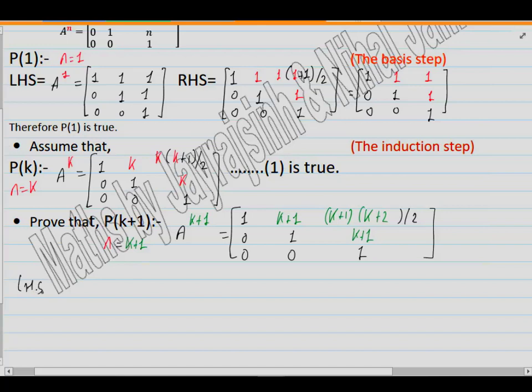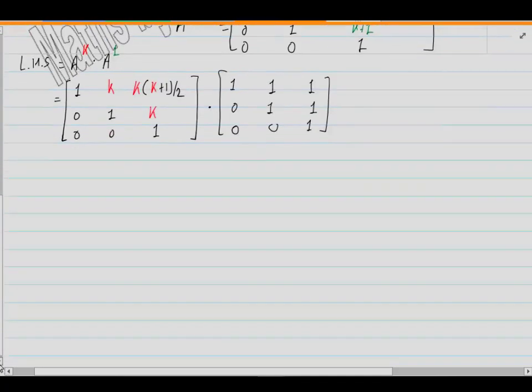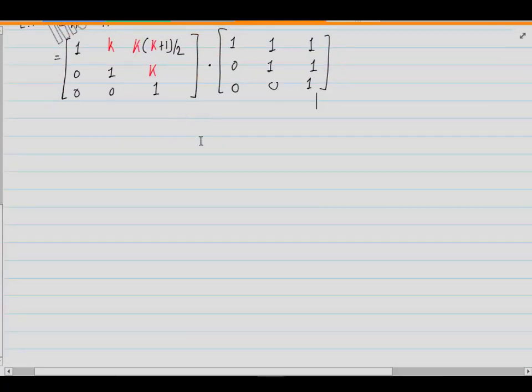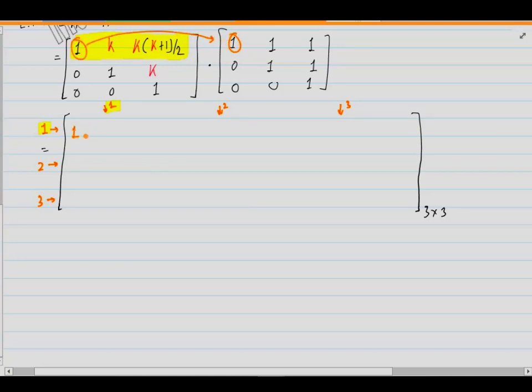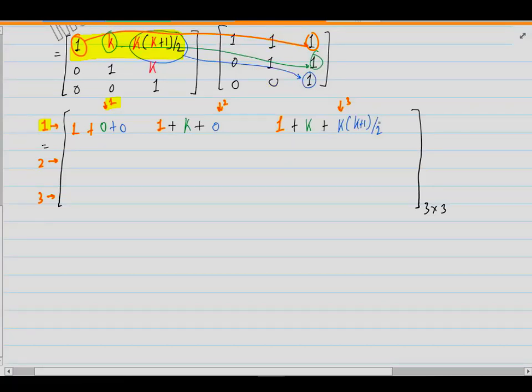In our left hand side we have a raised to k plus 1, or we can say a raised to k into a raised to 1. Now we already have a raised to k, so just put the value, and now it's time for a raised to 1, which is given in the question: 1, 1, 1, 0, 1, 1, 0, 0, 1. Now we just need to get the resultant matrix from the matrix multiplication. Our resultant matrix will have 3 cross 3 order. So let's begin with the first element, which is in first row, first column. So 1 will multiply with 1, will give us 1. Then k will multiply with 0, will give us 0. And the final term will multiply with 0, will also give us 0. Similarly, the second term will be 1 plus k plus 0, and the last term of the first row will be 1 plus k into k plus 1 by 2.